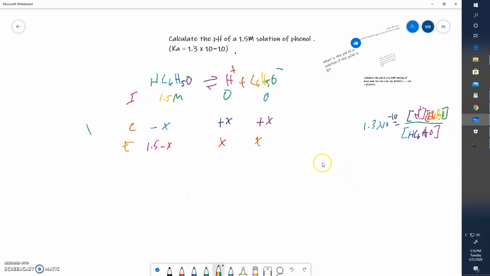I go back to my equation. 1.3 times 10 to the minus 10 equals X times X all over 1.5 minus X. What do I do with this X? I drop it. I kind of skipped ahead in my calculations doing the problem. So when you multiply each side by 1.5, you end up with 1.9.